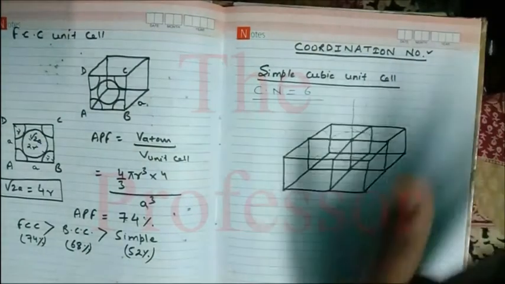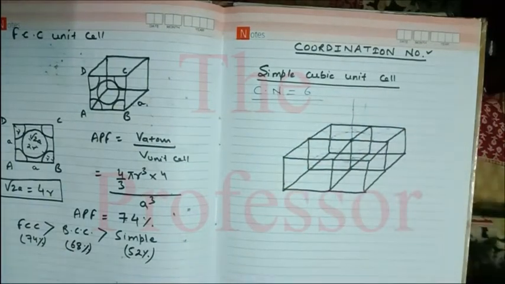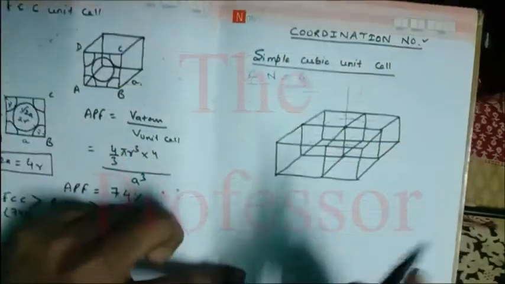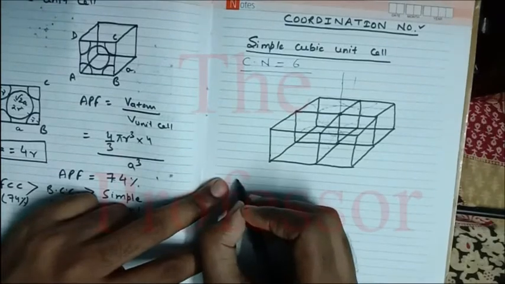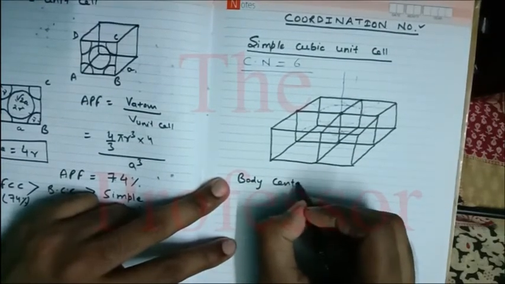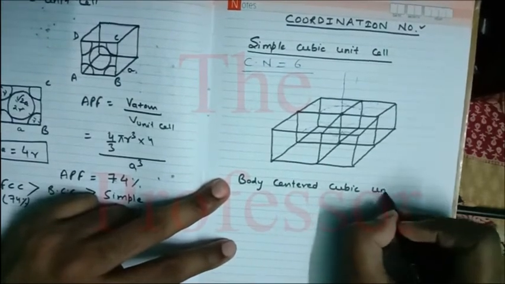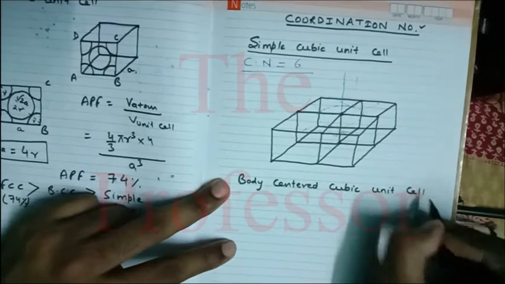I hope you understood it. You are not having any doubt. This is all about visualization. Okay, now let us talk about the coordination number for a body centered cubic unit cell.